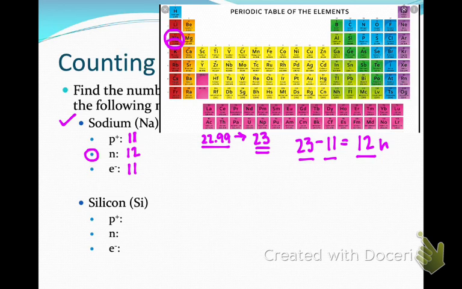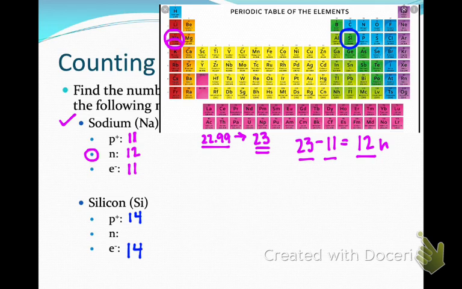Okay, let's look now at silicon, or silicone, however you want to say it. Silicon is over here, kind of on the right-hand side, right there. Silicon has an atomic number of 14, so that has to be my number of protons. Since it says my atom is neutral, that also must mean it is my number of electrons.